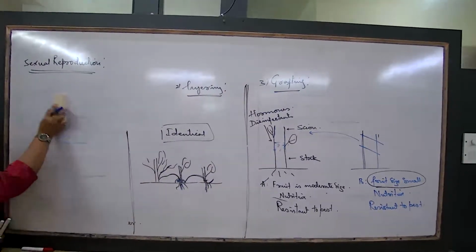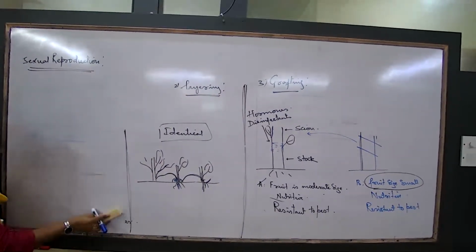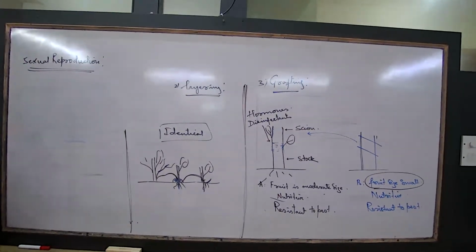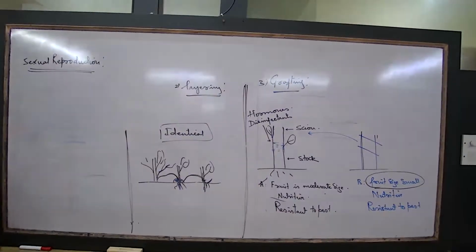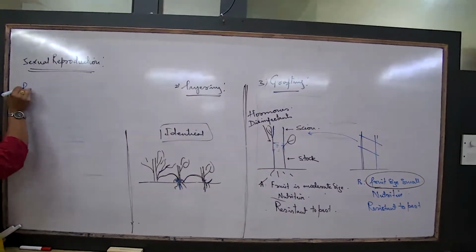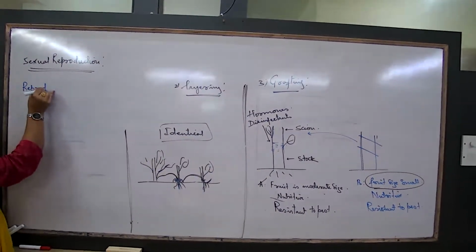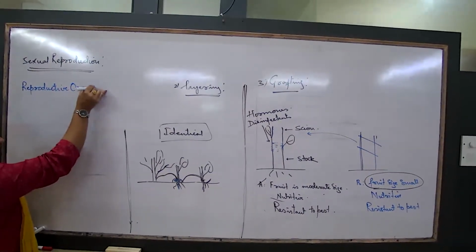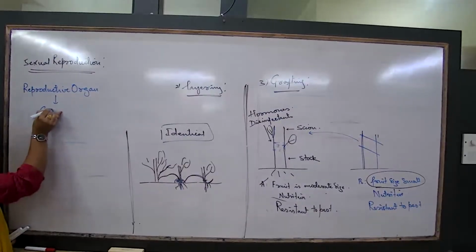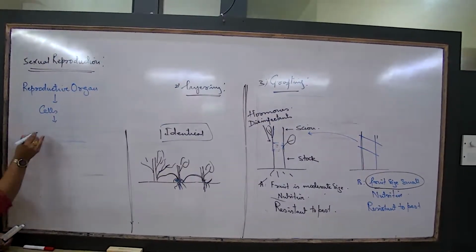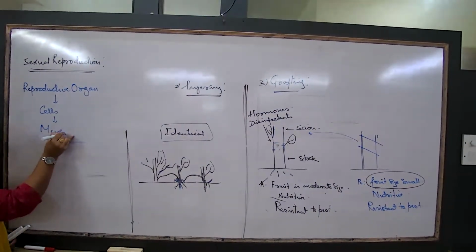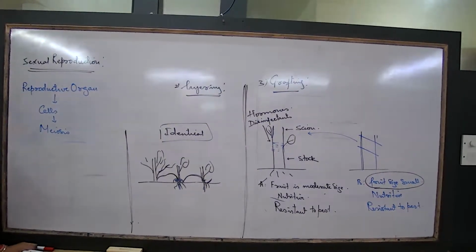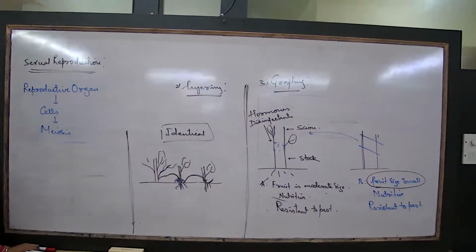The first concept of sexual reproduction, a little bit I had discussed the other day when we had started this chapter. The moment we are talking about sexual reproduction, the first thing to remember is there has to be a reproductive organ. This reproductive organ, the cells of the reproductive organ will always undergo a process known as meiosis. If it is meiosis, how many daughter cells are formed from one parent cell?